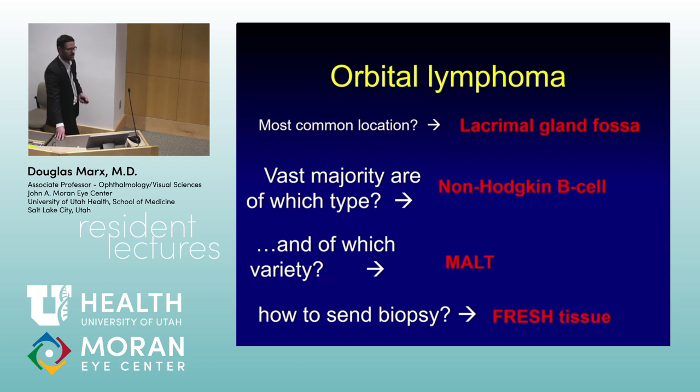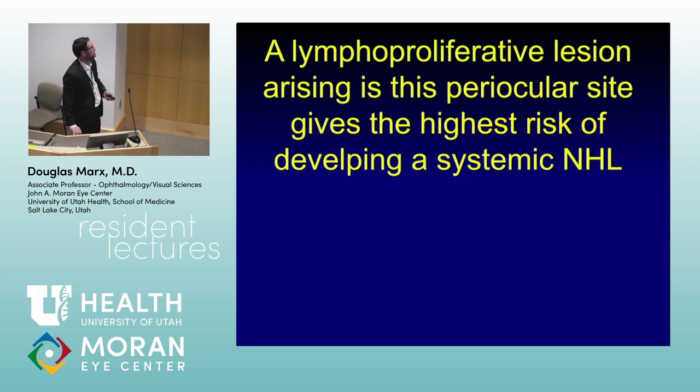For flow cytometry, right? Specifically here at the University of Utah, I have found flow completely, utterly worthless. They always tell me it's poor viability. Doesn't matter how much I send them. It's like, but it's the standard of care. You gotta send it. A lymphoproliferative lesion arising in this periocular site gives the highest risk of developing a systemic non-Hodgkin's lymphoma. I think that is a great question. Eyelid. It's not the lacrimal gland fossa.